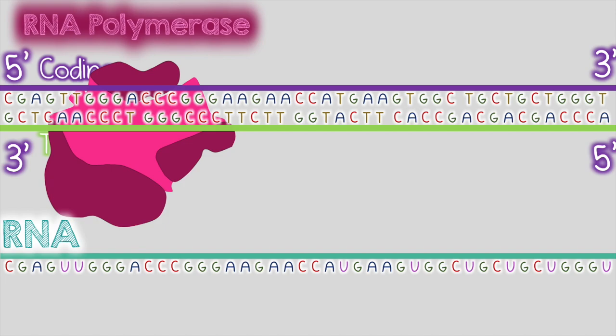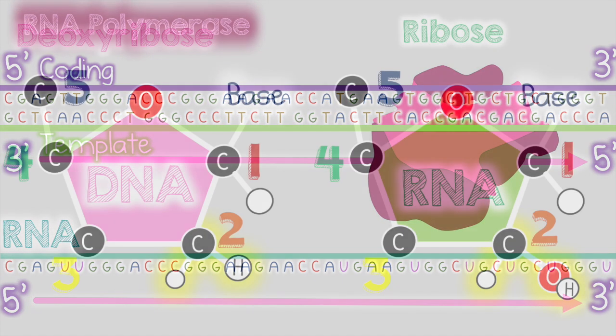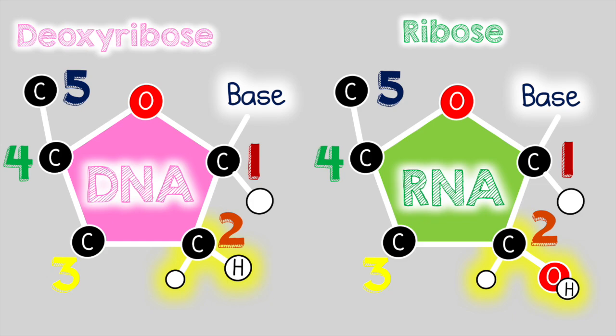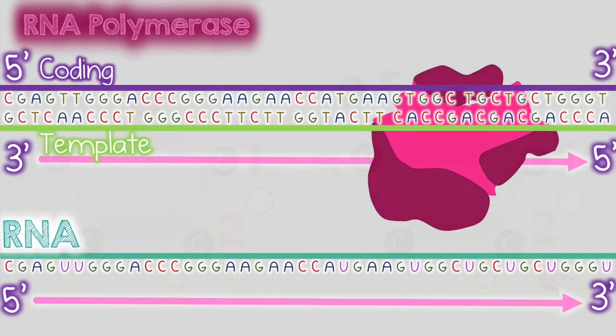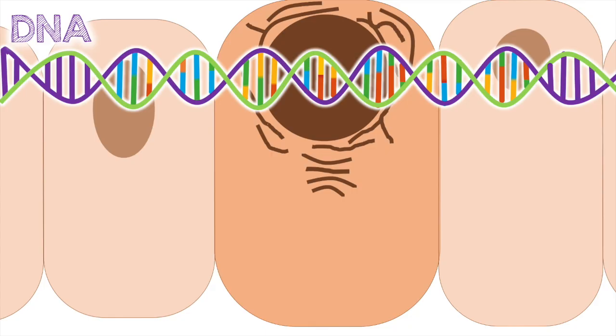It's similar to DNA polymerase from replication, in that it reads the template 3' to 5', so it can build a new strand 5' to 3'. Remember that RNA and DNA have a lot in common, but the 2' hydroxyl group that is missing in DNA is present in RNA. And RNA molecules contain uracil instead of thymine.